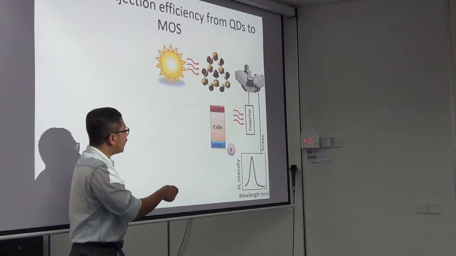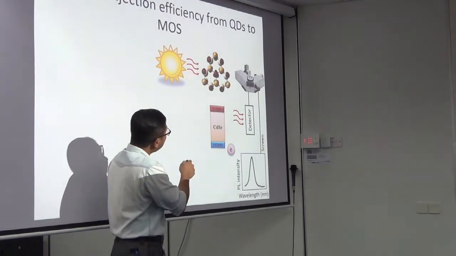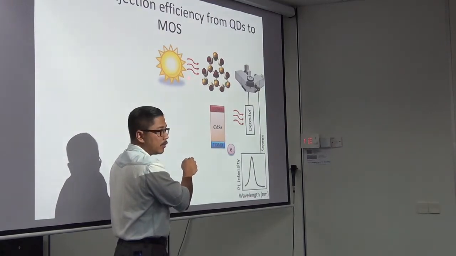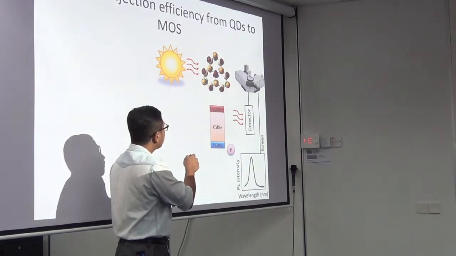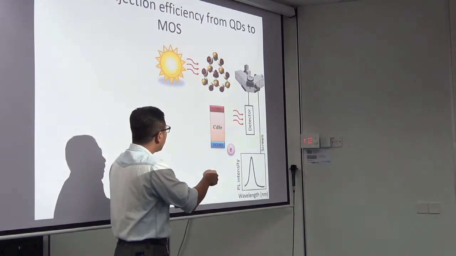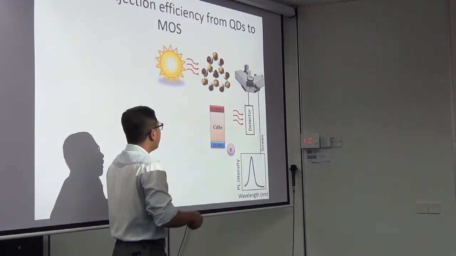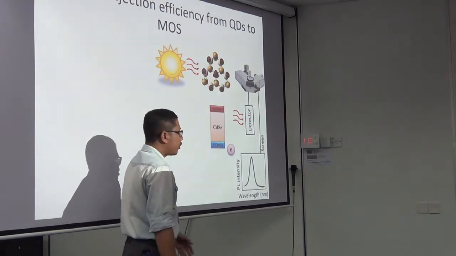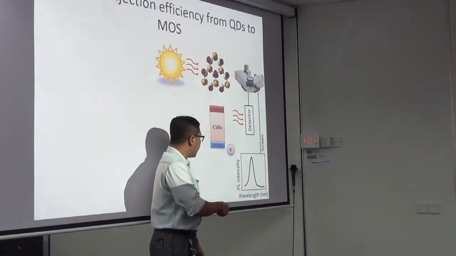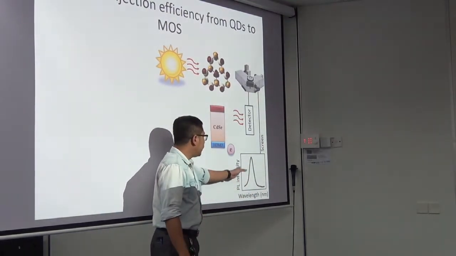So this one could be detected by the PL. And this photon could be detected by UV-Vis or absorption spectrometer. Now this is a different chapter. The photon out will be detected by the PL. And a graph will be produced. For example, like this. We have the x-axis is the wavelength. The y-axis is the photoluminescence intensity.